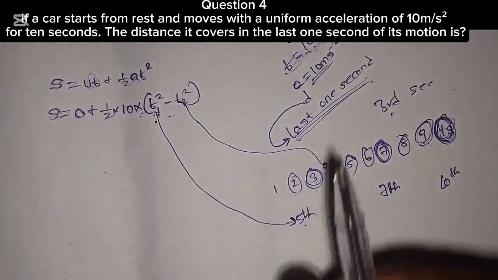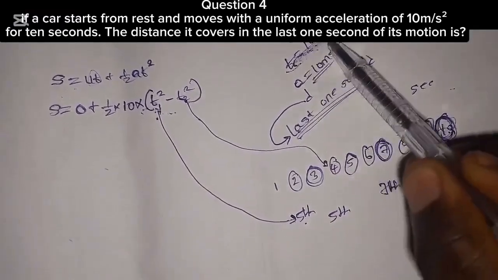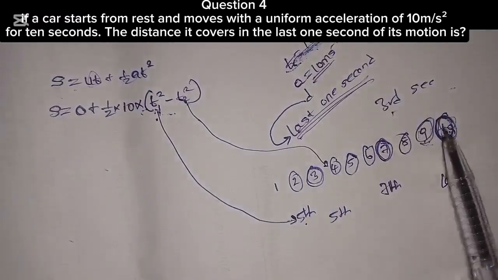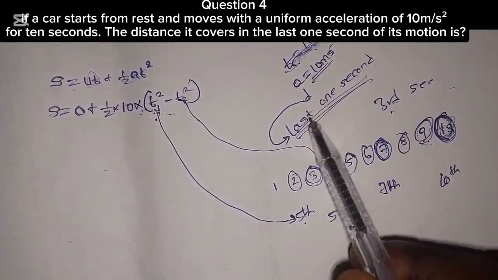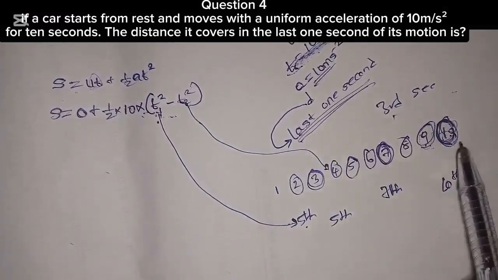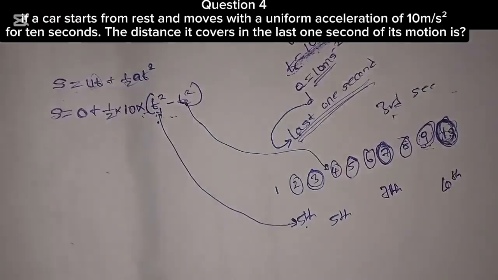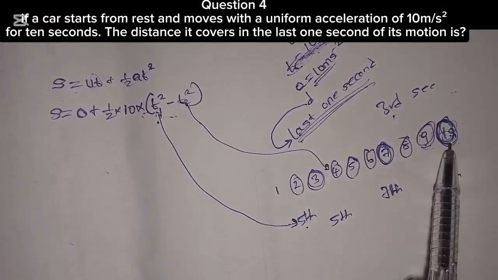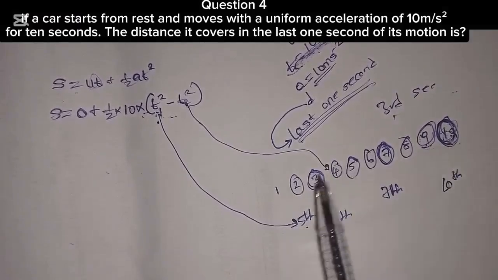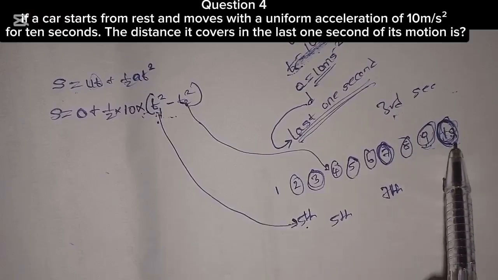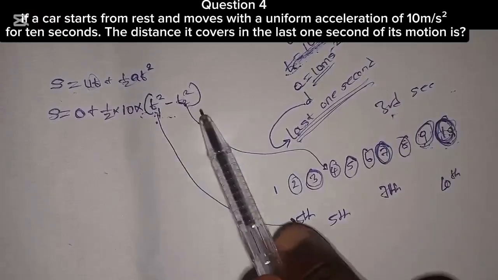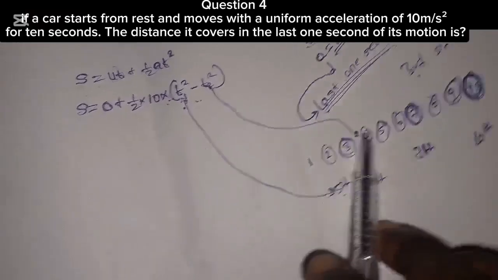In this question, the time was 10 seconds, and they asked for the distance in the last 1 second. This question is an indirect question; they want to trick you. The last 1 second is actually the 10th second. So to calculate the distance in the 10th second, T1 will be 10 and T2 will be 9. I hope this is clear.